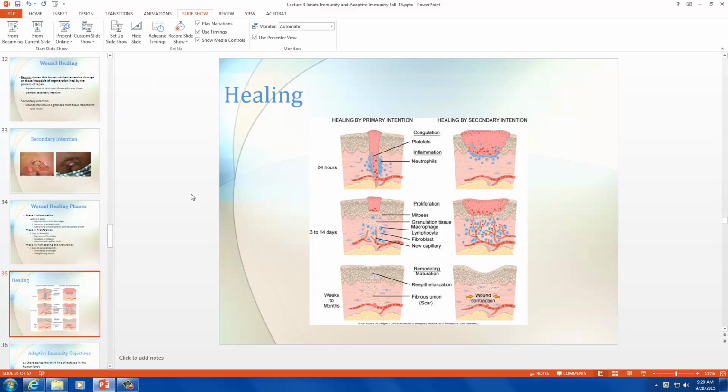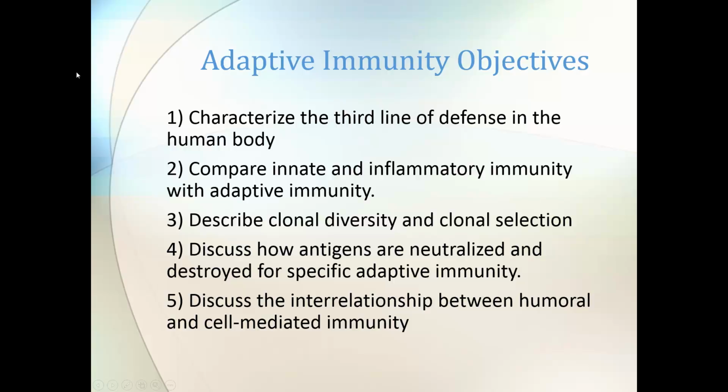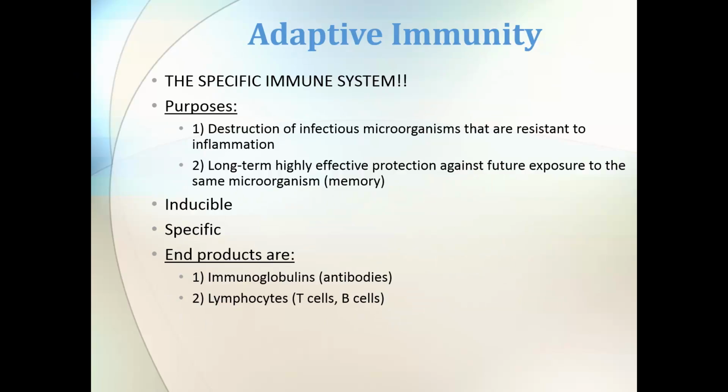The acquired immune system. Okay, here are your objectives. As I mentioned earlier this morning, this is your very specific, sophisticated immune system.